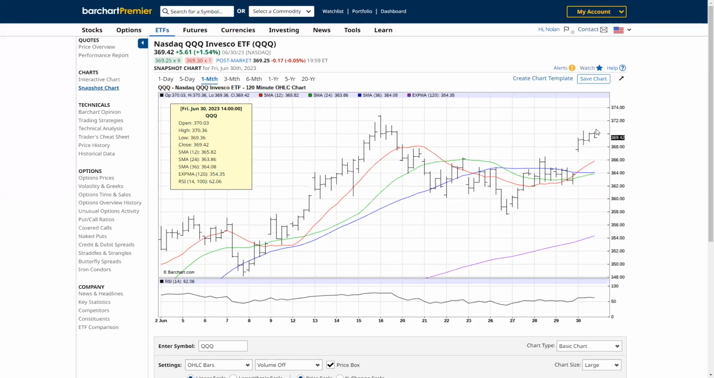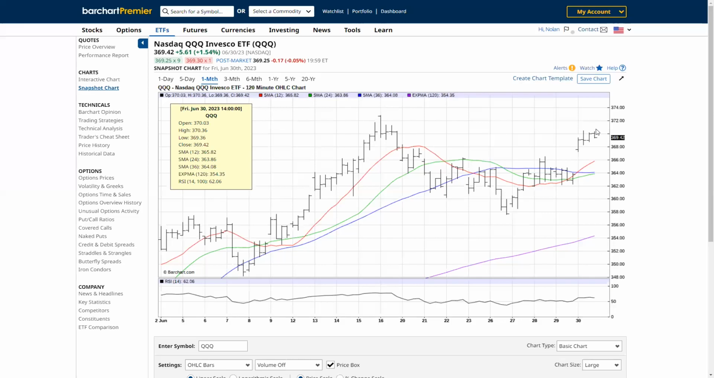And if it can't get through this area, it can fail. But it's also a very key area because if it does get through this area, it could have an acceleration phase to the upside because the jump from 60 towards 70 is where the market really makes a big move. So keep an eye on it.